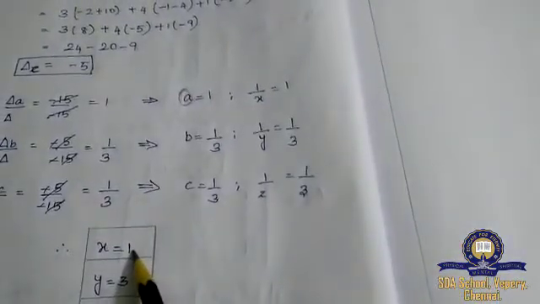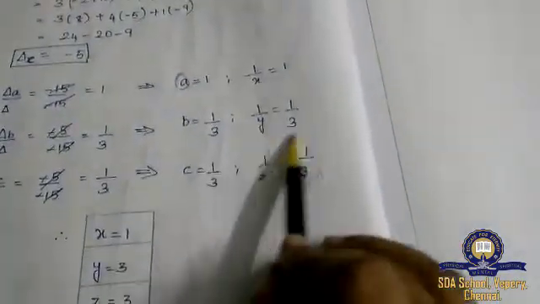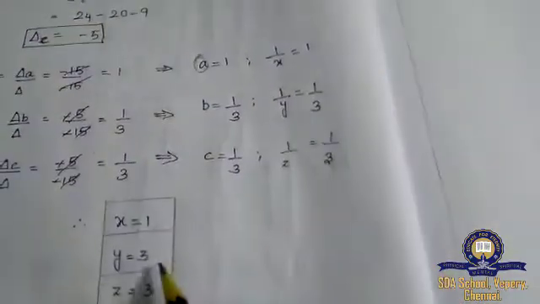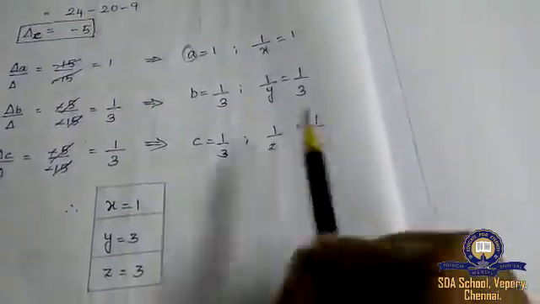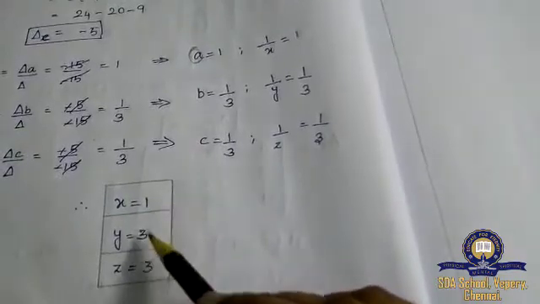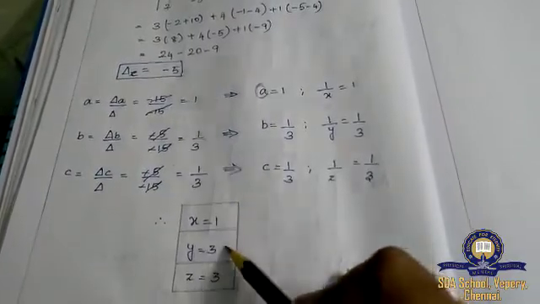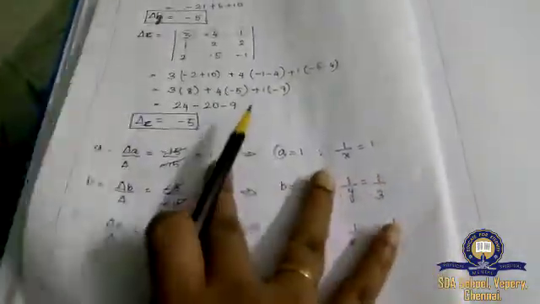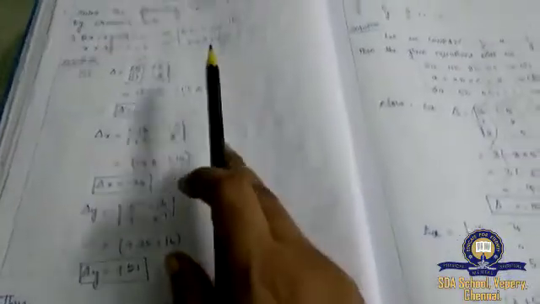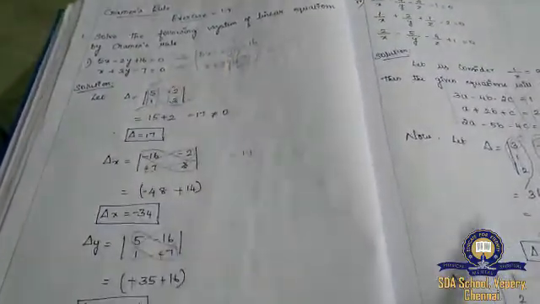X is equal to 1, and Y will be, if it is reciprocal means Y will be 3, and Z also you'll be getting 3. So these are the 3 values that you have got. Okay children, X equal to 1, Y equal to 3, and Z equal to 3. So this is called as Cramer's rule. If the question is asked as Cramer's rule, now you're supposed to do like this only.